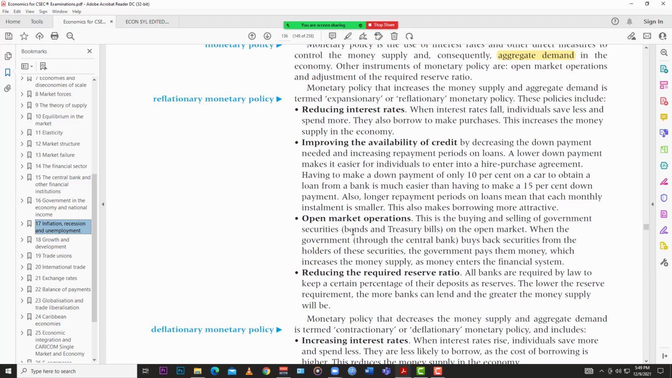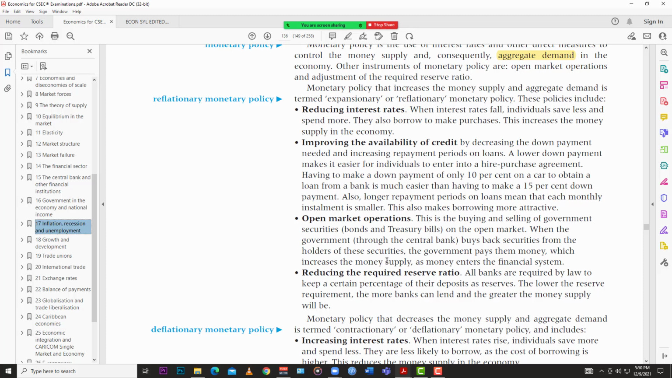When the government buys back securities from the holders, they pay them money in the hand, which increases the money supply as money enters the financial system. So it's very simple. Open market operations is where the government, using the central bank, is buying and selling treasury bonds, treasury bills. And so if they want to increase the money supply, they want to boost the demand, they can very well buy. So people might be holding these treasury bonds. The government can buy them from the people and give them back the money, and that would pump new money into the economy, and that would in turn cause an increase in aggregate demand in the economy.